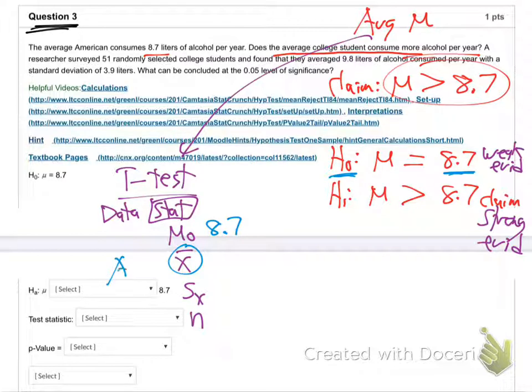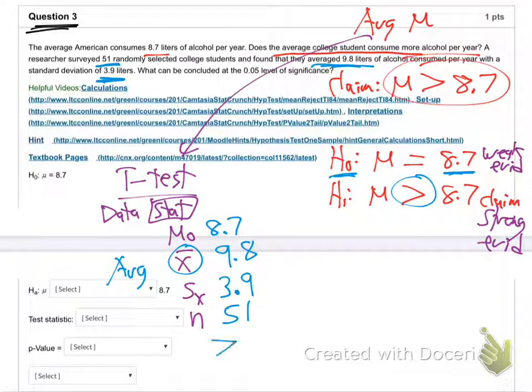That's always average, huh? Whenever we have a bar over something, that always means average. So what's the average? Does it say the average anywhere? 9.8. The average 9.8 liters. The college students that they surveyed had an average alcohol intake of 9.8 liters per year. And s sub x, standard deviation, right there, 3.9. N, that's always the total number, 51 college students. And then the last thing, greater than, less than, or not equal, we just grab whatever H1 says. Greater. It's getting easier. Makes sense? Kind of the same flow every time.